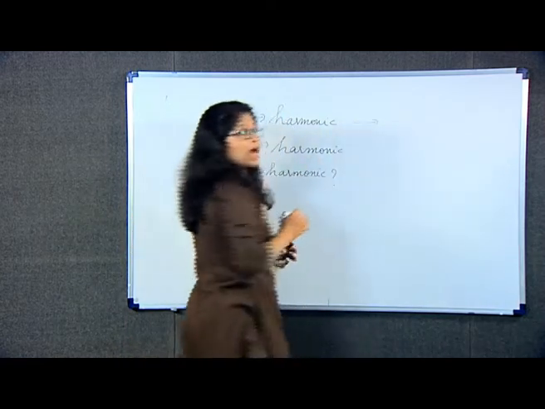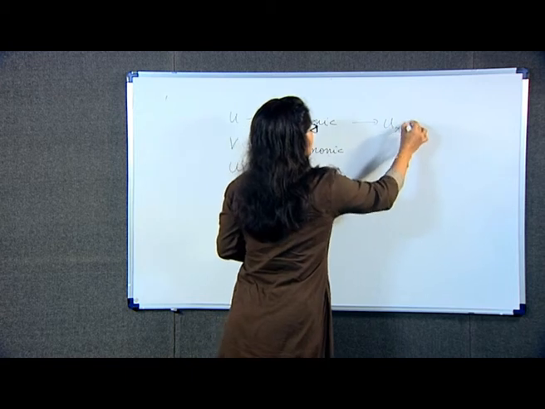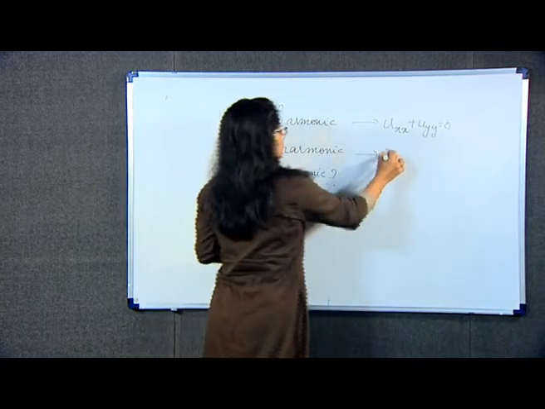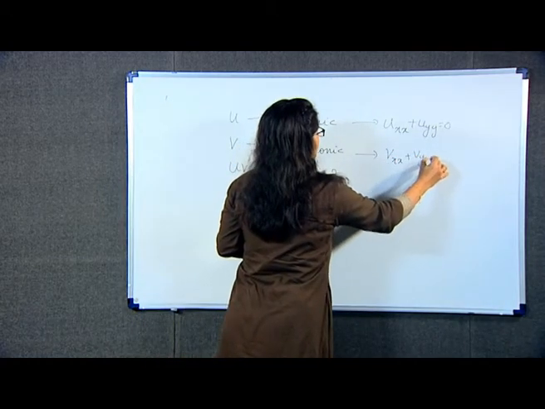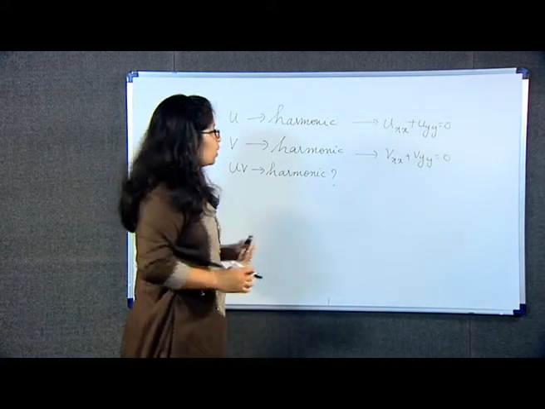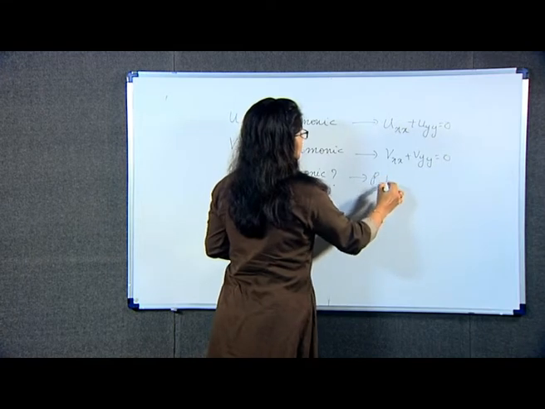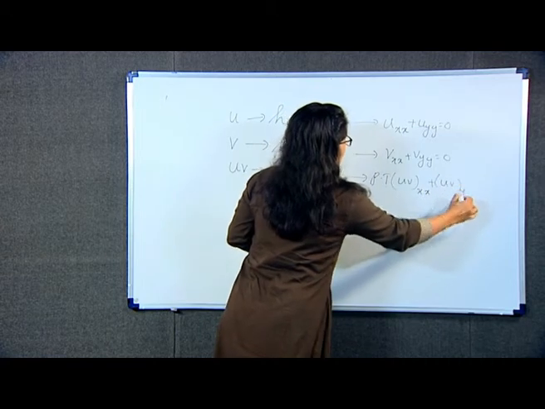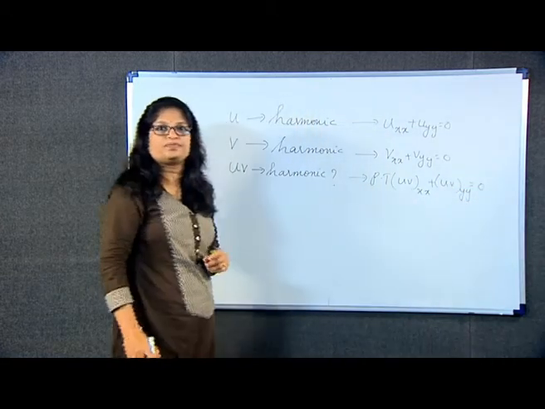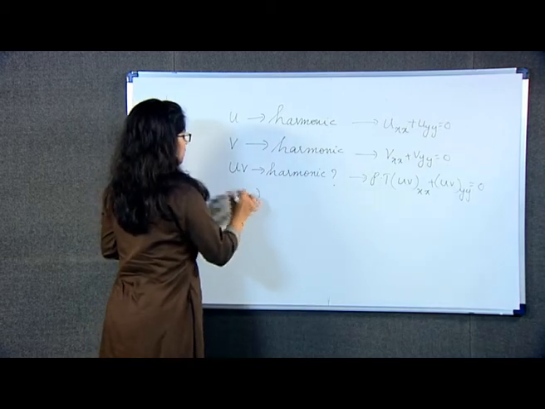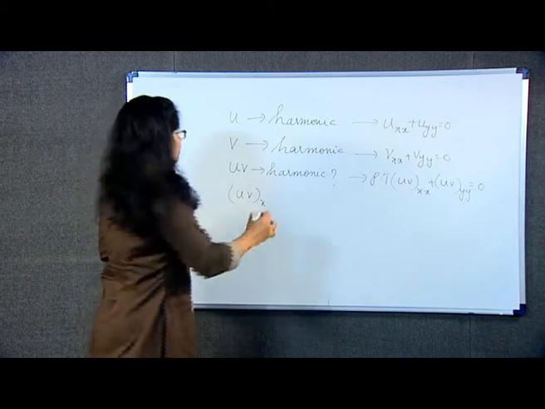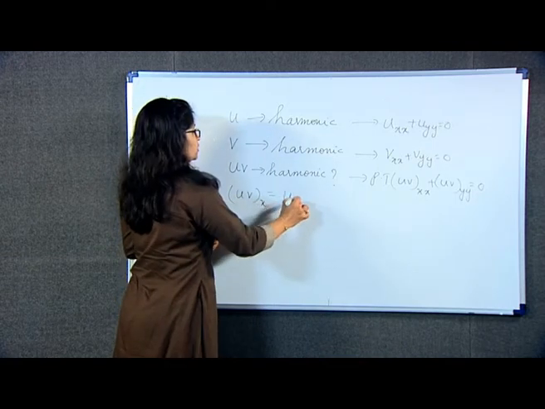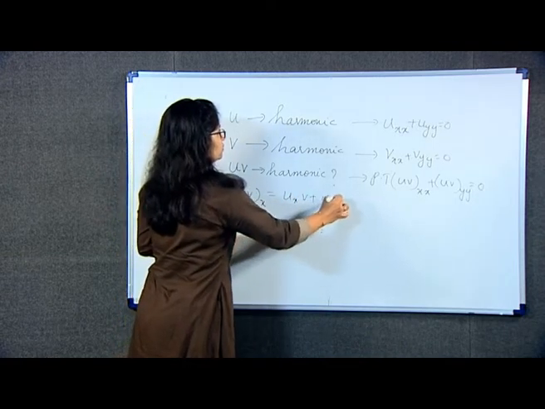So, u is harmonic will give you an equation uxx plus uyy is equal to 0. This will give you vxx plus vyy is equal to 0. So, here what do I prove? I need to prove that uv of xx and uv of yy should be 0. So, what is uv of x? Since it is a product, I will have to apply the product rule. So, it is nothing but ux into v plus u into vx.